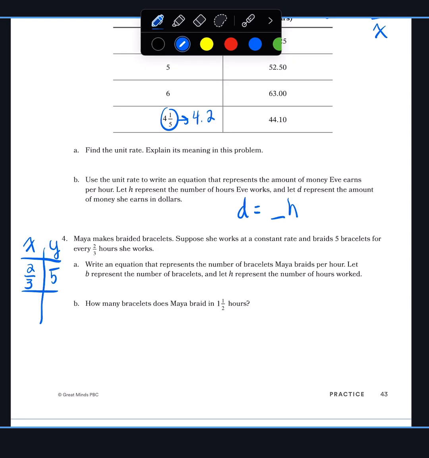So what we need to find out is in 1 hour, how many bracelets can Maya make? And you'll have to calculate the unit rate and do Y divided by X. And then eventually, extending the table to answer part B, how many bracelets does Maya make in 1.5 hours? So in the left-hand side, you're going to have 1.5, and you'll have to calculate the unit rate and help you determine what that value is.